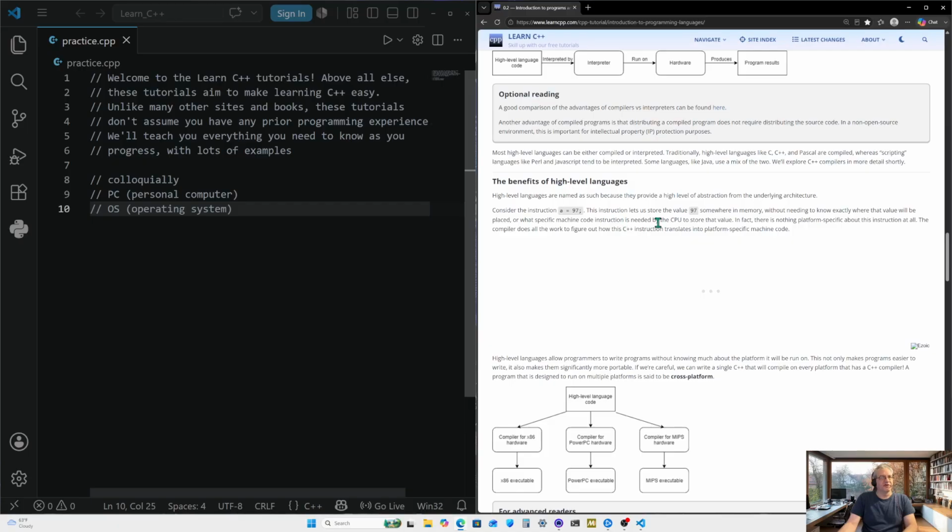This instruction stores the value 97 somewhere in memory. Yep, I already read that part. In fact, there is nothing platform specific about this instruction at all. The compiler does all the work to figure out how C++ instructions translate into platform specific machine code.